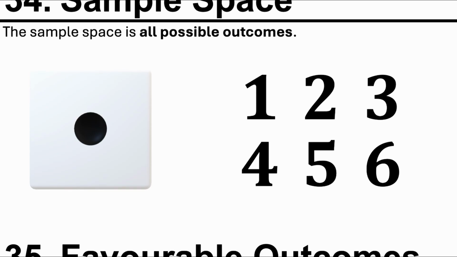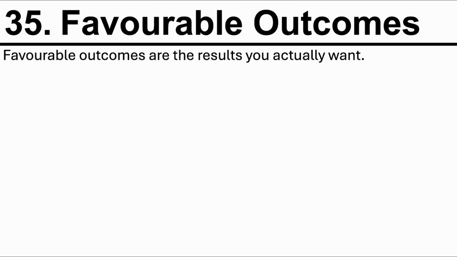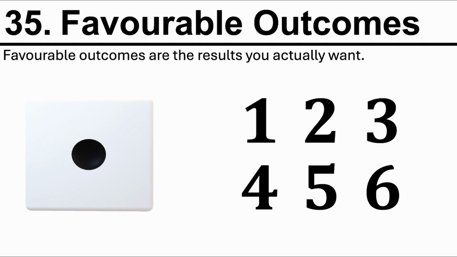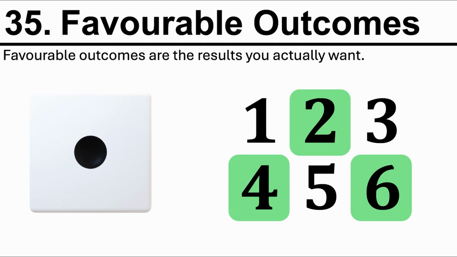Now the next term is favorable outcomes. Favorable outcomes are the results you actually want. So let's go back to our dice example. If I roll the die, I could have a 1, 2, 3, 4, 5, or 6. That's my sample space. But what if I wanted to roll an even number? Well, now my favorable outcomes are 2, 4, and 6, which is only half of the outcomes from the sample space. Therefore, I have a 50% chance of a favorable outcome.